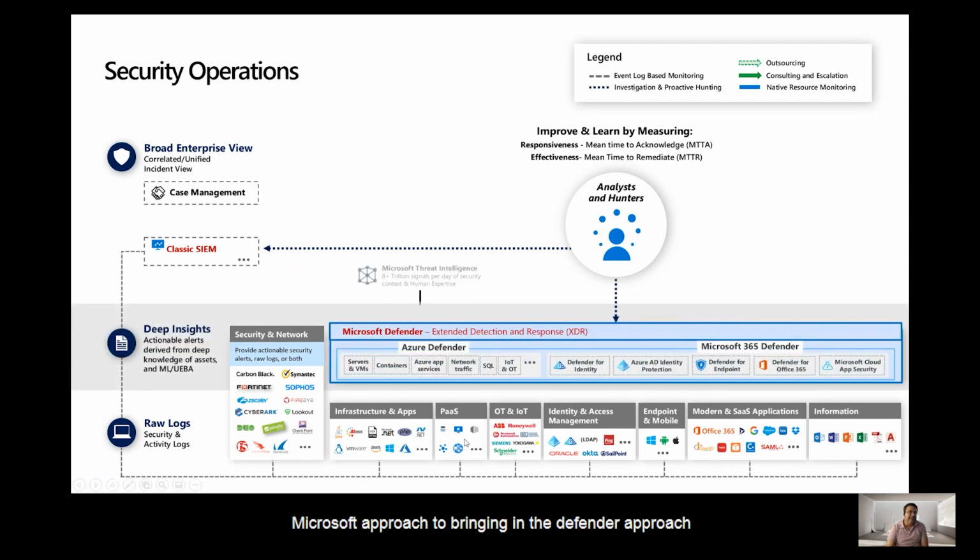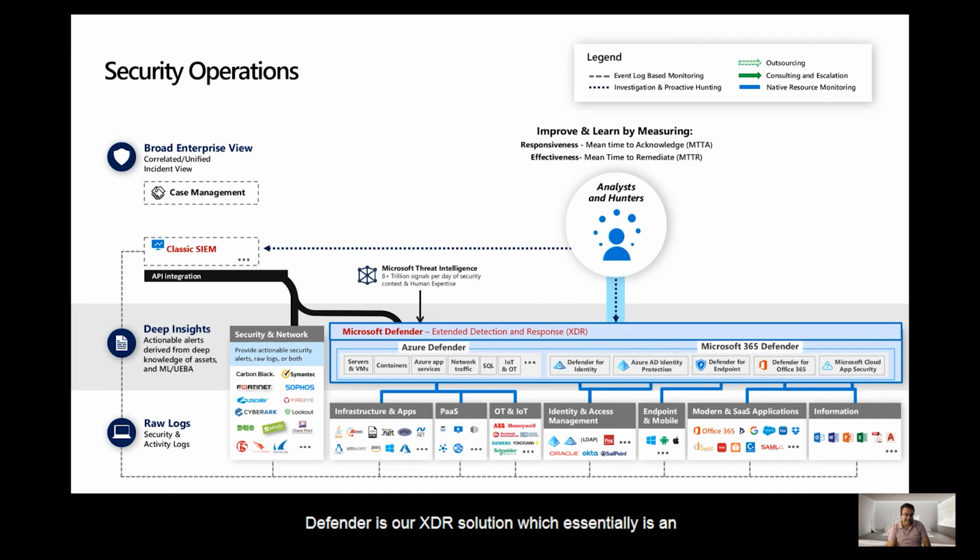Microsoft's approach is bringing in the Defender approach. Defender is our XDR solution, which essentially is an integrated ecosystem of tightly coupled security solutions, which manage areas like identity, endpoint security, application security, SaaS service security, infrastructure security, and all of those things.